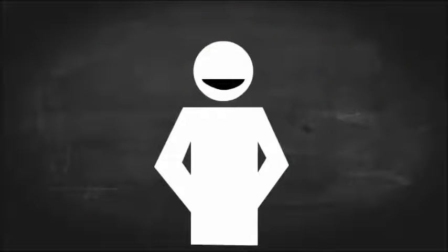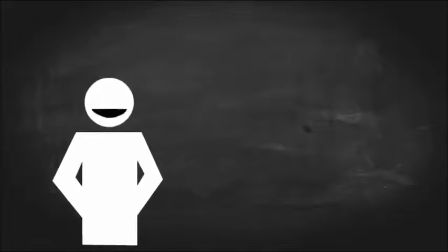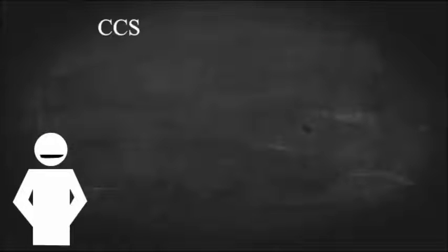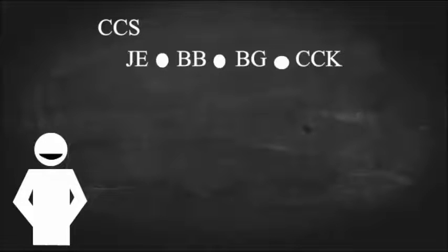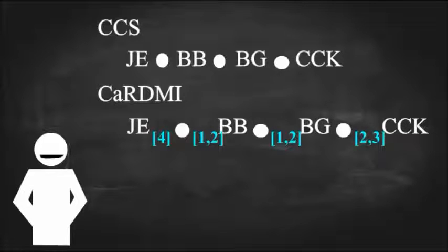Let's take a look at another method called Calculus for Communicating Systems. For example, a train traveling from Jurong East to Choa Chu Kang is represented by. Now, looking at CARDME, we can see that CARDME has a temporal constraint. This is very important when using CARDME in a transportation system.